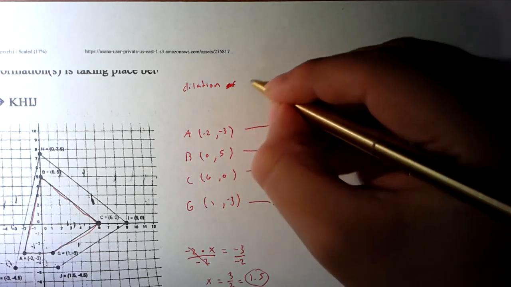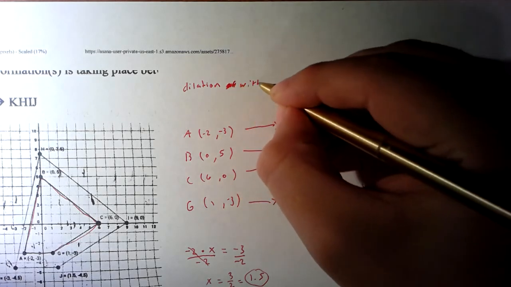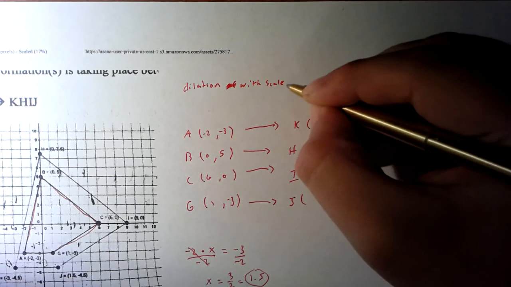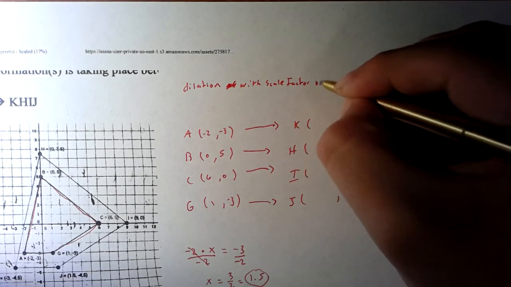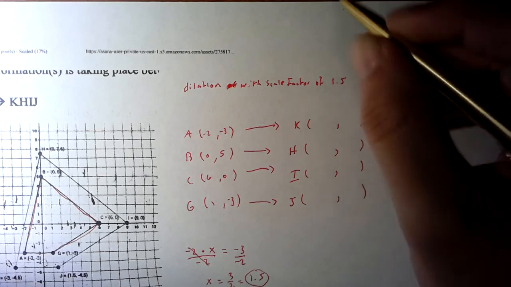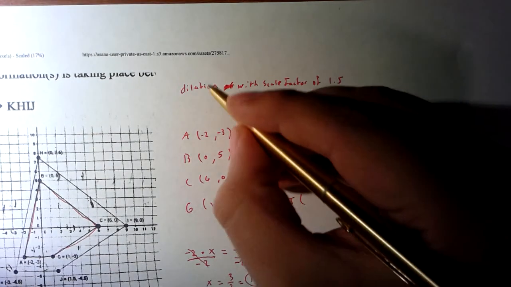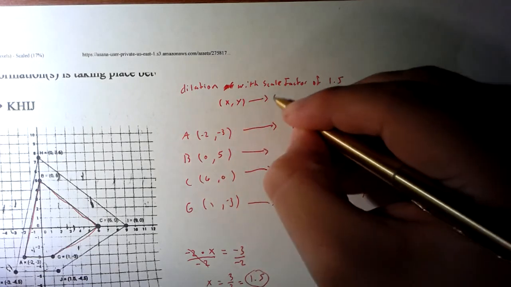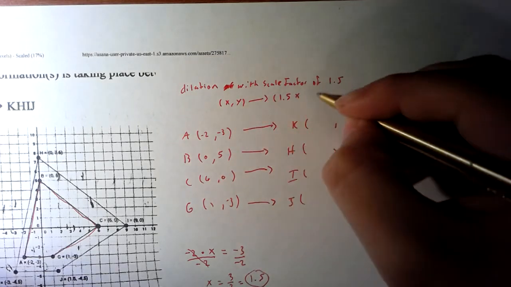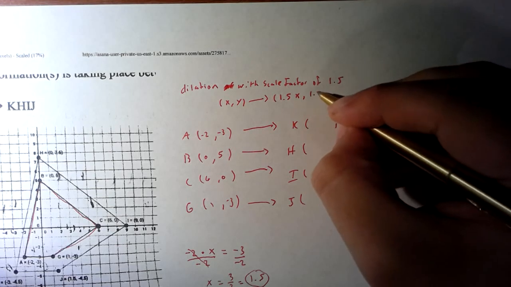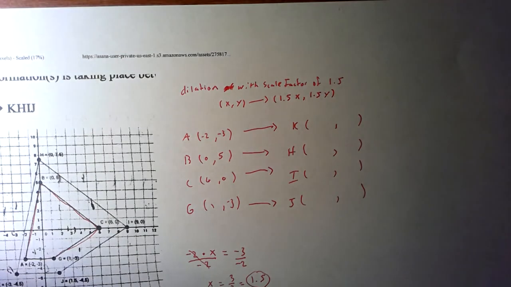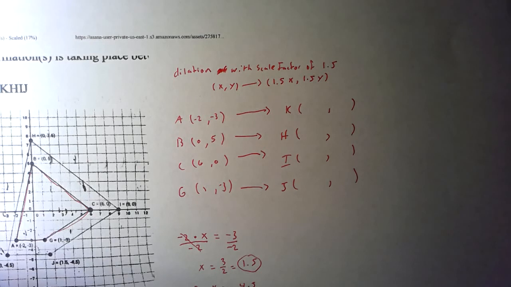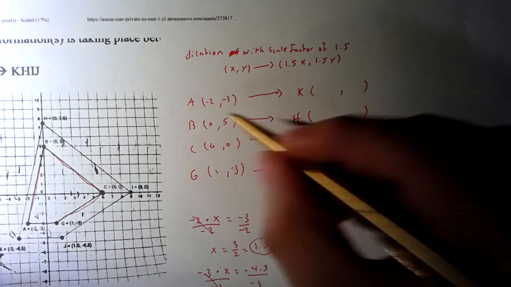Or I could say dilation with scale factor of 1.5. And our formula for that would look like this. X comma y arrow 1.5 times x comma 1.5 times y. So we have to multiply both the x and the y by 1.5 to get the image for each point. So let's go ahead and do that.